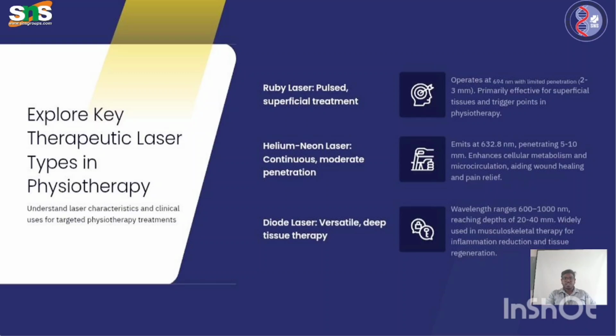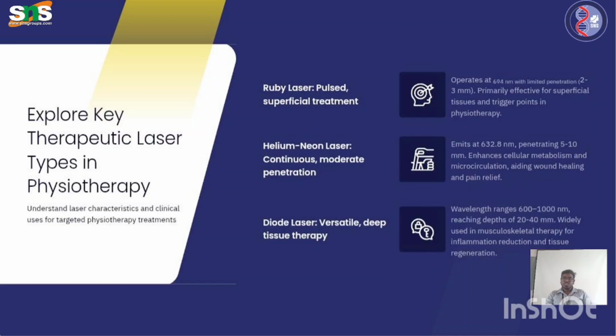There are three different types of lasers used in laser therapy. First, the ruby laser, which is mainly used in the pulsed method and for superficial treatment purposes. Next, for moderate penetration, we use the helium neon laser, with which we can treat patients in the continuous mode.